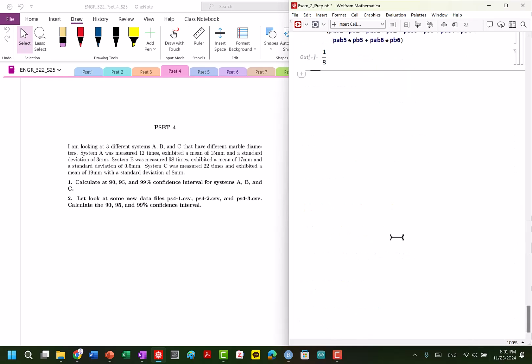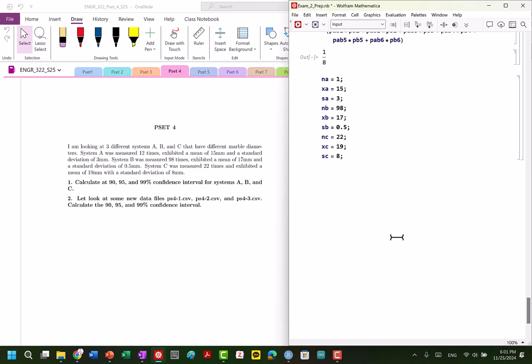So we have system A. Number of A is equal to 12. X of A is equal to 15. S of A is equal to 3. Number of B is equal to 98. X of B is equal to 17. S of B is equal to 0.5. And number of C is equal to 22. X of C is equal to 19. And S of C is equal to 8.